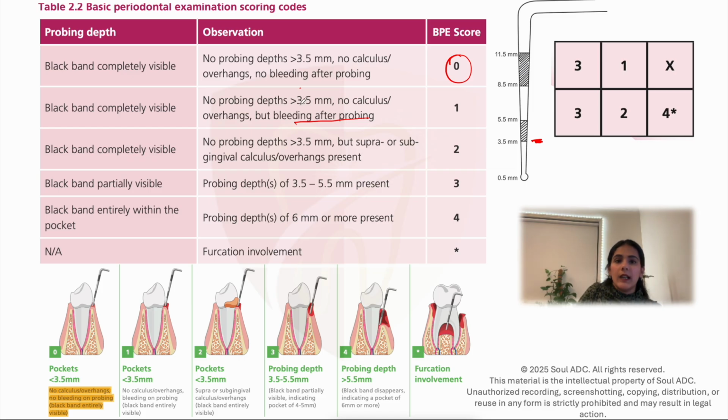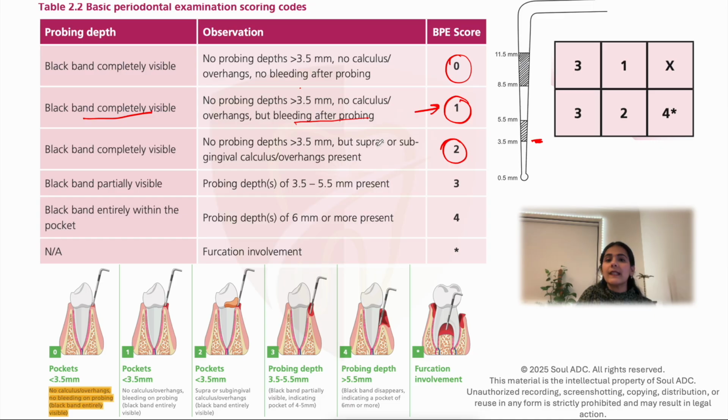Okay. Now, when I say 1, what does 1 mean? Bleeding on probing. As I said, that's the first sign of any periodontal condition. That's why bleeding on probing is going to come 1. Rest everything is normal till yet. And your black band is completely visible. This is still visible.